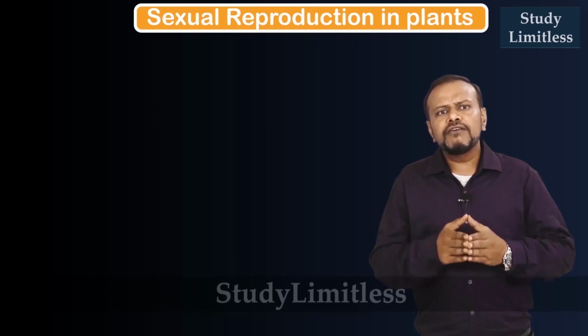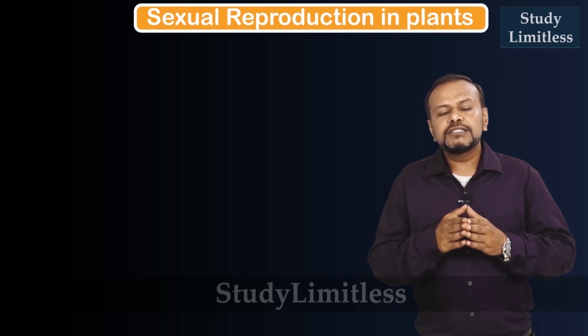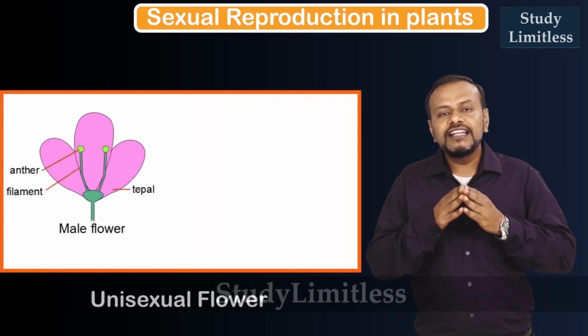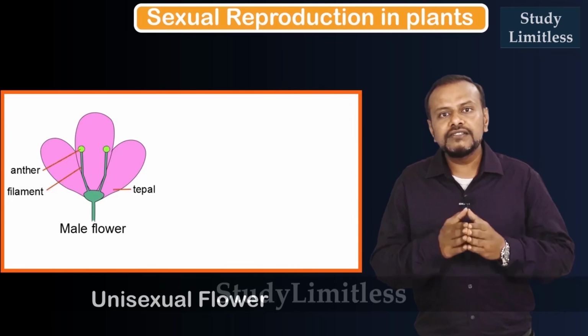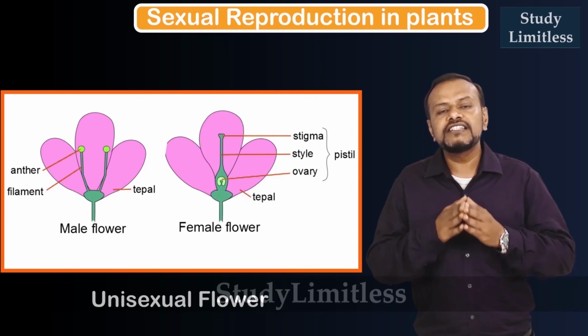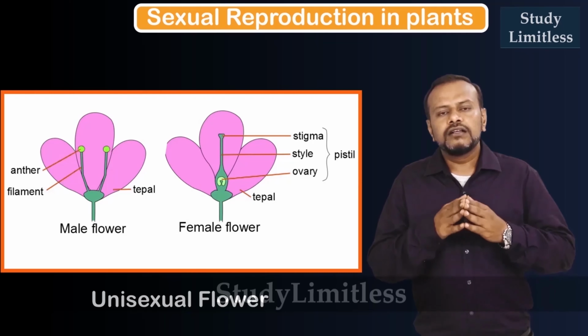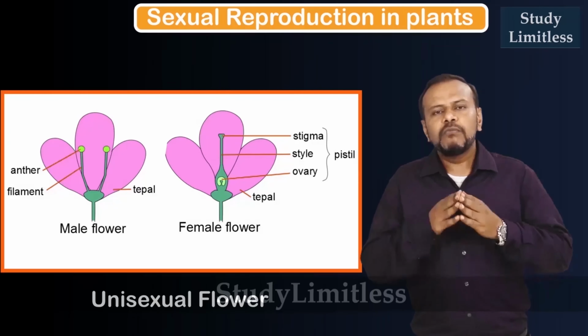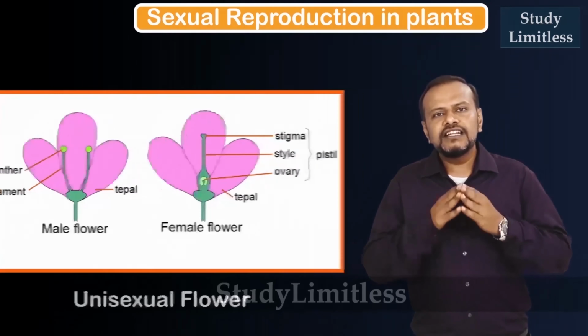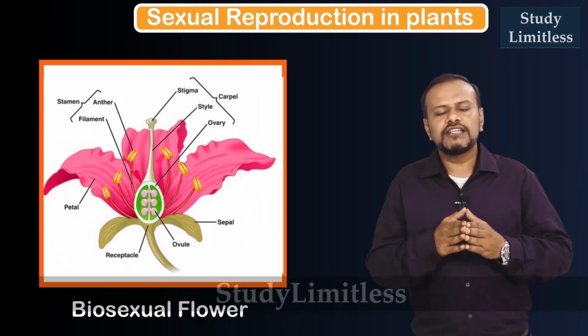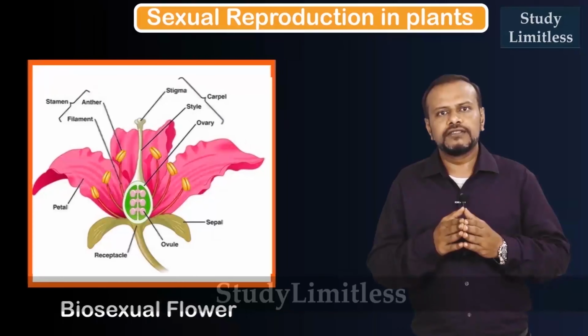A wide number of flowers are observed in nature. Some flowers might contain only either the male part, that is stamens, or the female part, that is carpel, while certain other flowers have both the male and female parts in the same flower. Such flowers are called bisexual flowers.